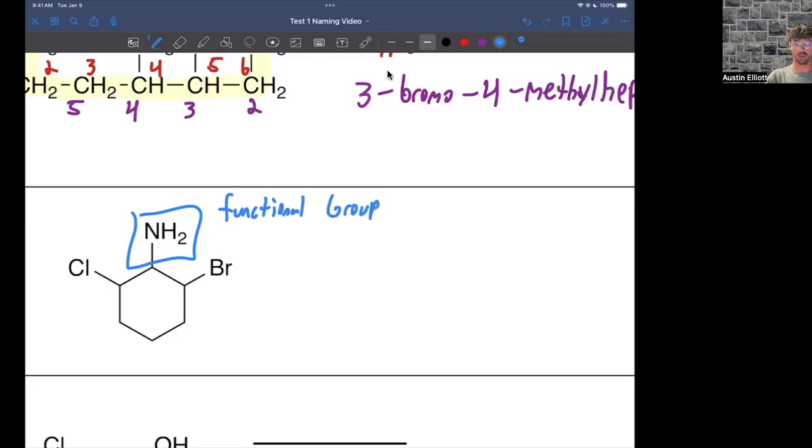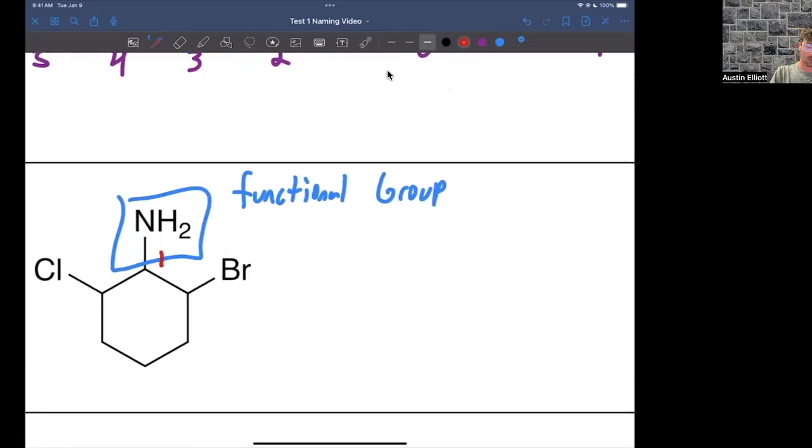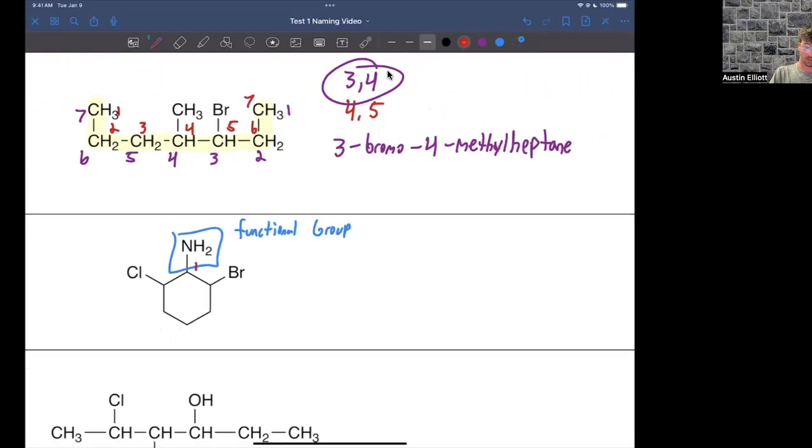And we're going to start our numbering there. So red, we're going to have 1, 2, 3, 4, 5, 6. So we have a cyclohexane here. And then purple, we're gonna have 1, 2, 3, 4, 5, and 6.